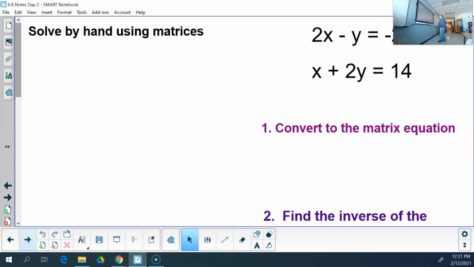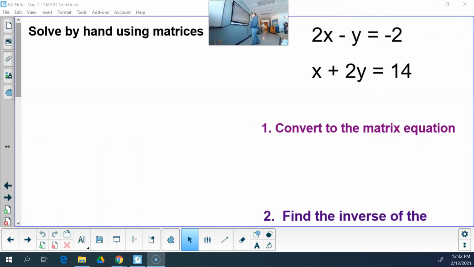Okay. All right. So let's get this. Put it right here in the middle. There we go. Okay. So solve this one by hand using matrices.